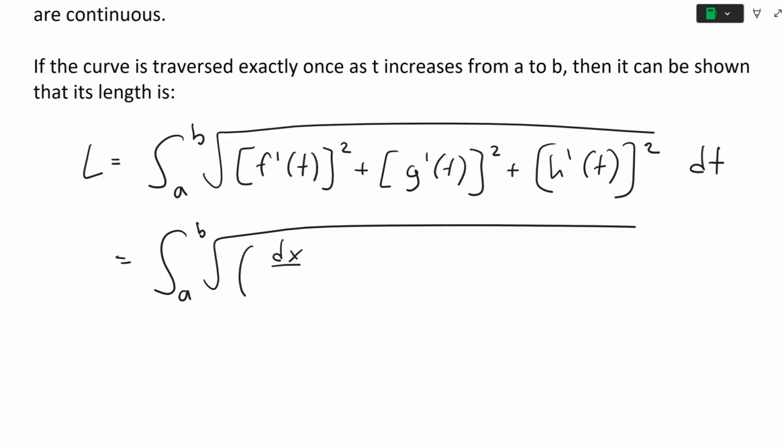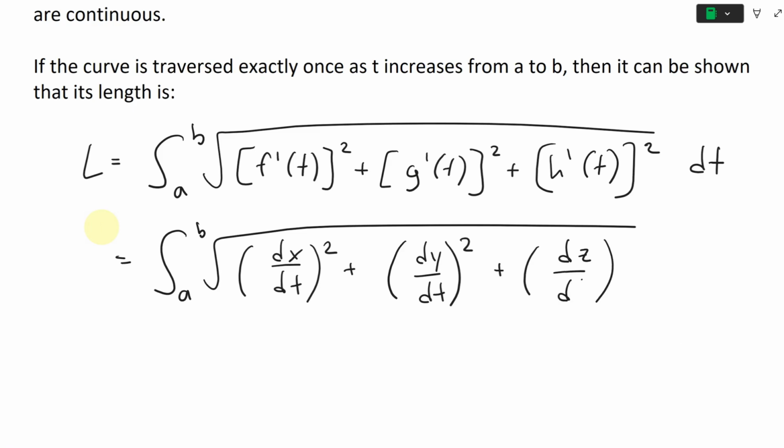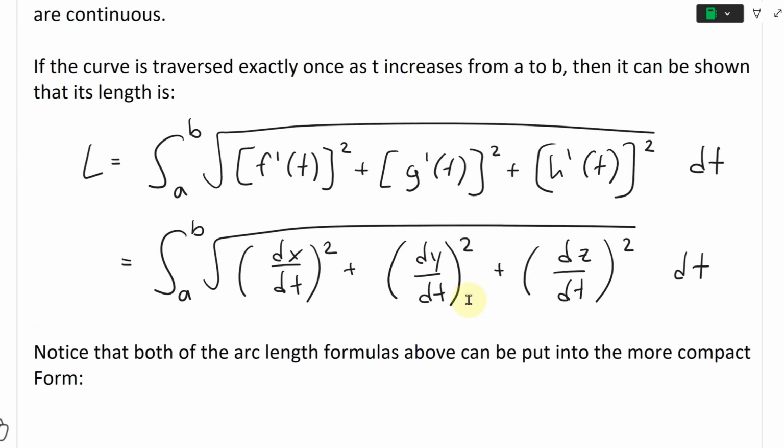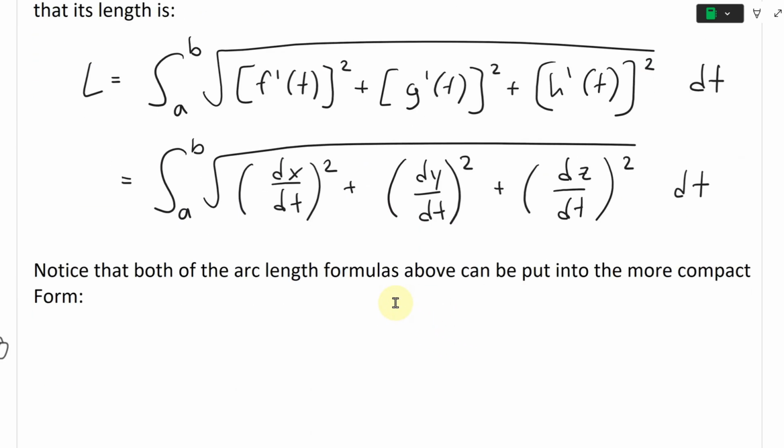This is the x component, dx over dt squared, plus, and now g is the y component. Let's erase this. This is going to be dy over dt squared plus dz over dt squared, and then this is dt, like that.